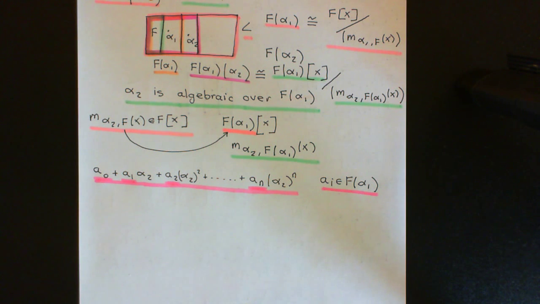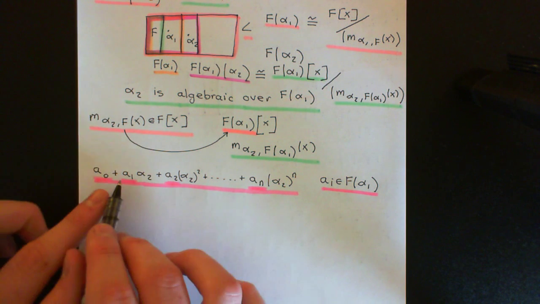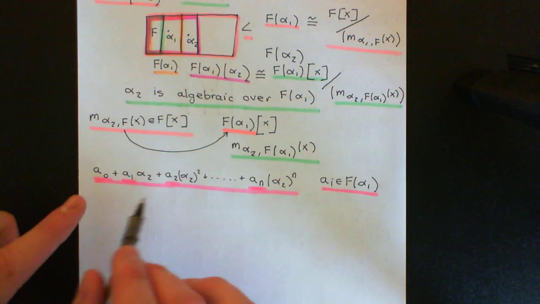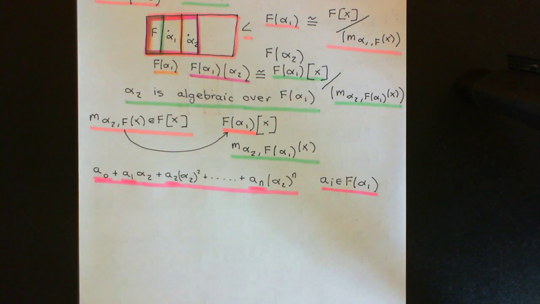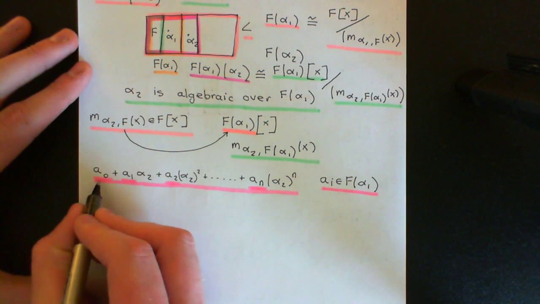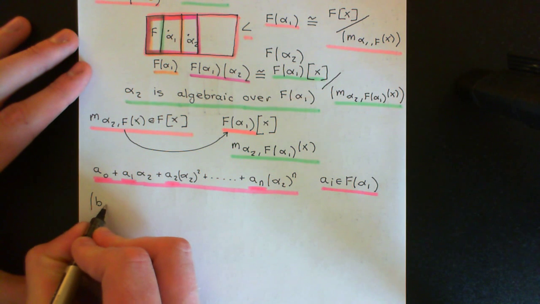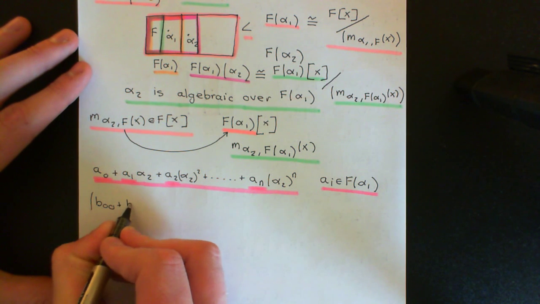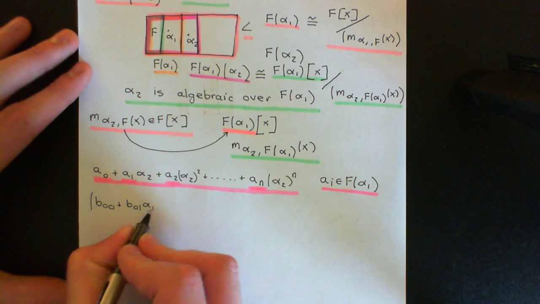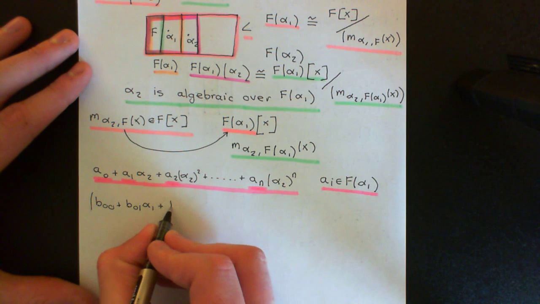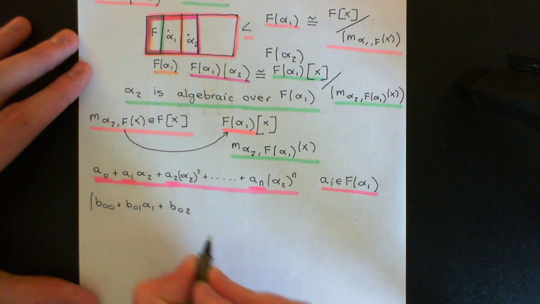Okay, so now what I can do is, if you like, replace each one of these with a polynomial in alpha 1 this time. Okay, so I'll just do this for a few of them. So a0 then might end up as b0,0 plus b0,1 alpha 1 plus, let's say, b0,2 alpha 1 squared, and let's say it just goes up to 2.